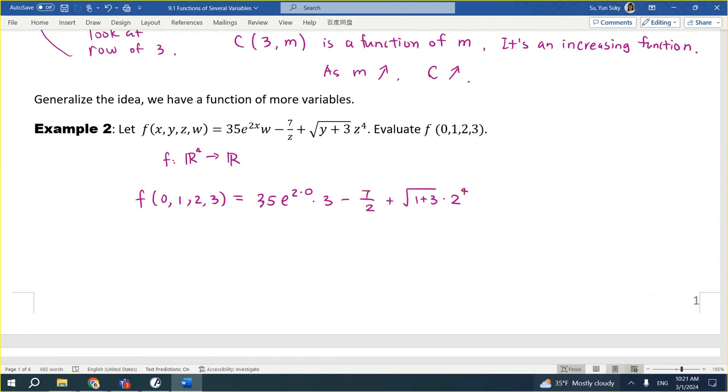Right, everybody? We plug in different numbers. And we get 35. What is e to the 0? Oh, yes. So 1, 3 minus 7 half plus square root of 1 plus 3? 2. So 2 times 2 to the 4th. Okay. What is 35 times 3?